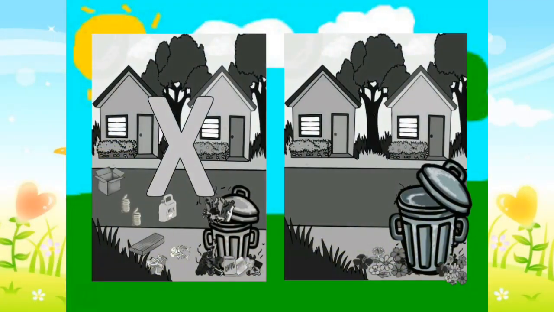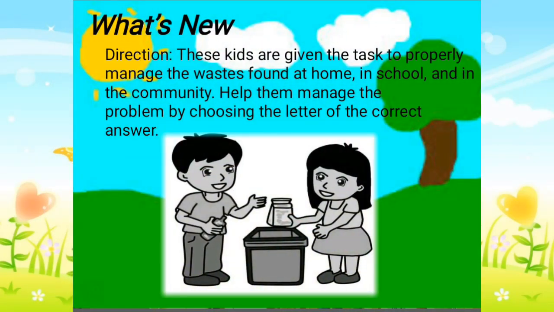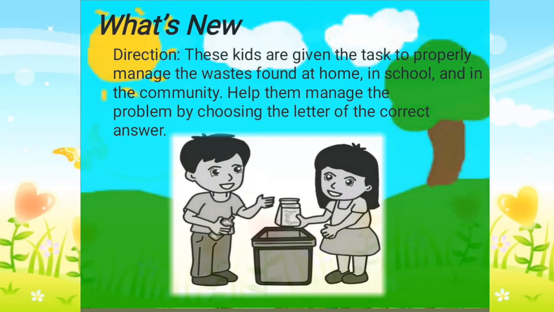It is a big challenge to school, home, and community on how to involve people in proper segregation of waste. If biodegradable, non-biodegradable, and hazardous waste can be classified and managed properly, we can easily identify which can be reused or converted into new things to reduce waste. How beautiful it is seeing no waste or garbage scattering in our community. This picture shows improper and proper waste management. These kids are given the task to properly manage the waste found at home, in school, and in the community. Help them manage the problem by choosing the letter of the correct answer.